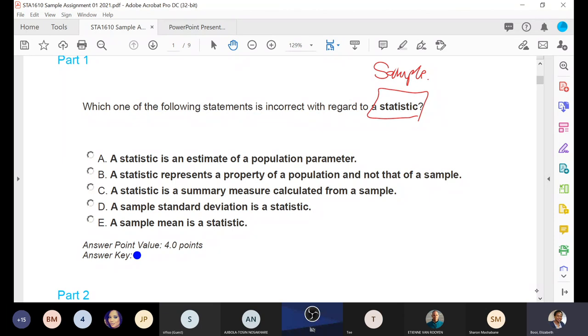Is A correct? A statistic is an estimate of a population parameter. A is incorrect. Anyone with a different opinion? D is incorrect. Okay, so sorry, I got distracted with the noise, so I went to switch off mute.